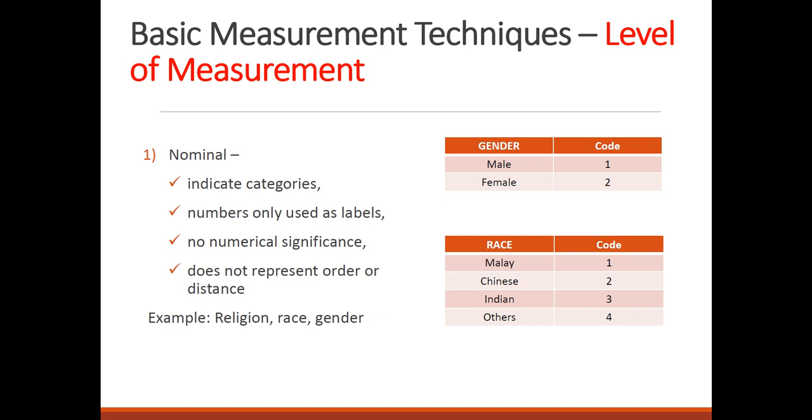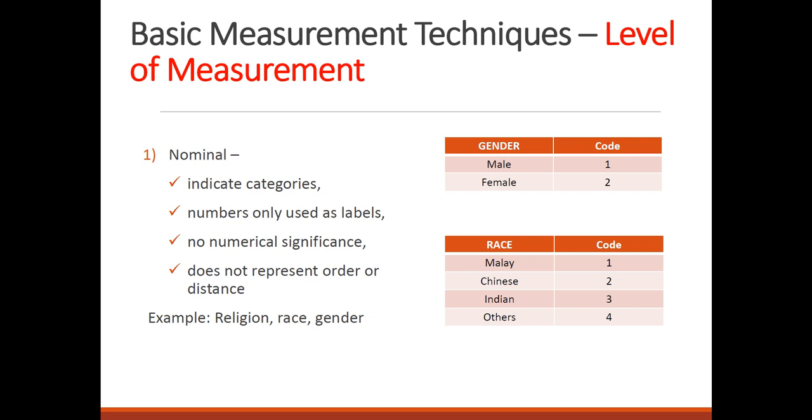There are not many, only four. There are four levels of measurement that you need to know: either nominal, ordinal, interval or ratio. But interval and ratio are not so much different. So nominal and ordinal are two distinct levels of measurement. So the first one is nominal. Nominal comes from the word name.